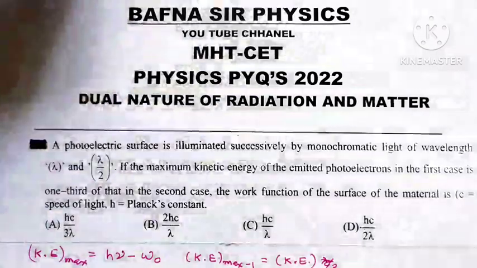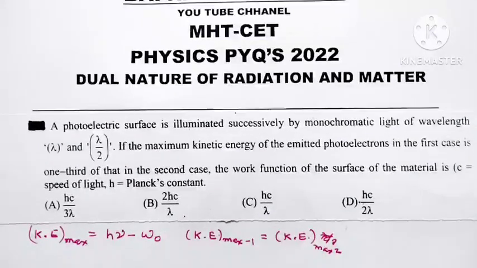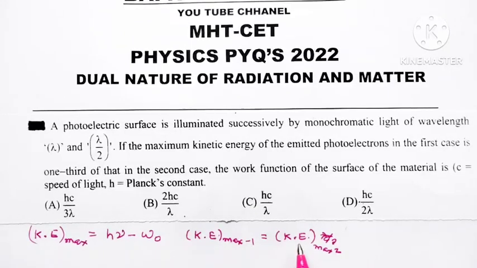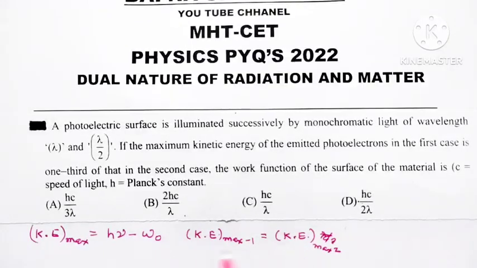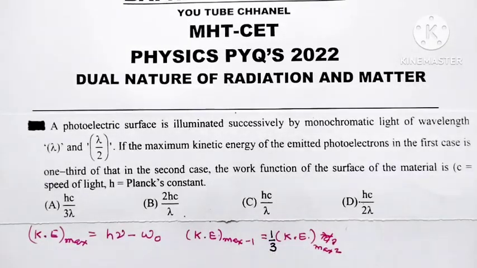maximum kinetic energy is equal to h nu minus omega 0, where omega 0 is the photoelectric work function. It was given that the maximum kinetic energy in the first case and the maximum kinetic energy in the second case, what is the relationship between them? Maximum kinetic energy in the first case is equal to 1/3 of the maximum kinetic energy in the second case.